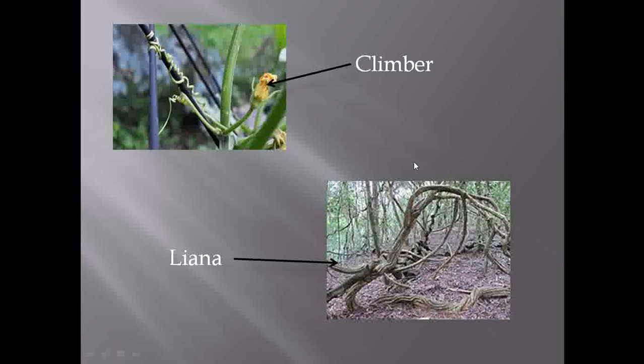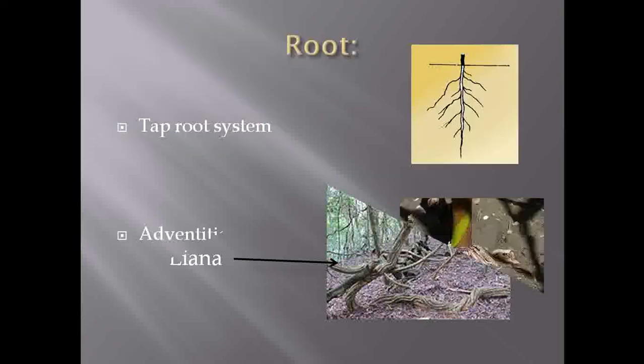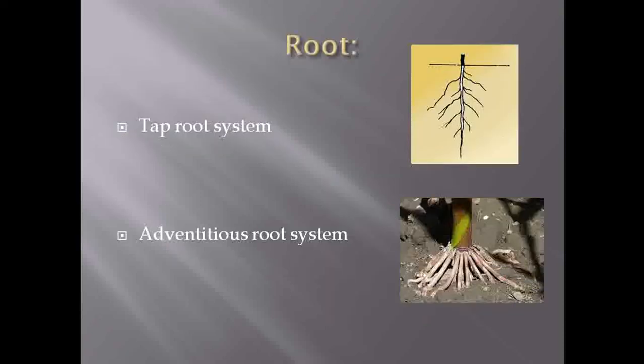Okay, so this is the difference between the liana and climbers. Then the next category which comes under the vegetative character is the root system. So the plant shows two main types of root system, the taproot system and the adventitious root system. Then this taproot system is further divided into the fibrous root system and the tuberous root system.